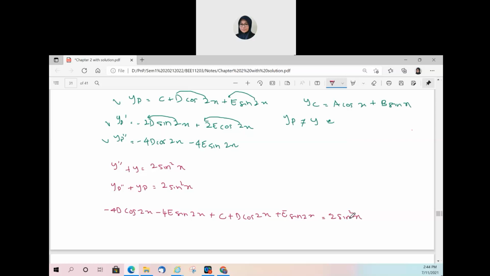Doktor nak tanya. Okay, tak apa. Saya tak tukar lagi yang ni nanti dulu. Okay. Doktor nak tanya. Ya.